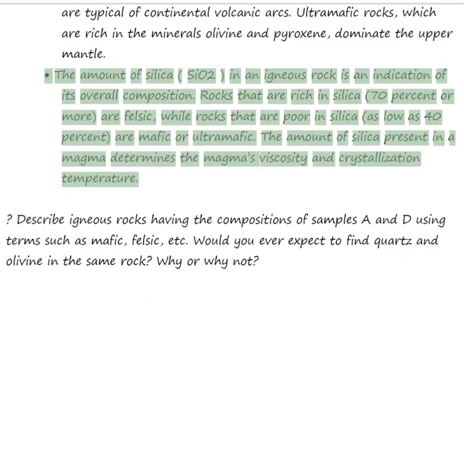The amount of silica in an igneous rock is an indication of its overall composition. Rocks that are rich in silica are felsic, while rocks that are poor in silica are mafic or ultramafic. The amount of silica present in a magma determines the magma's viscosity and crystallization temperature.